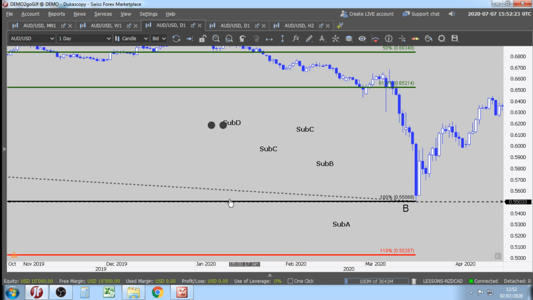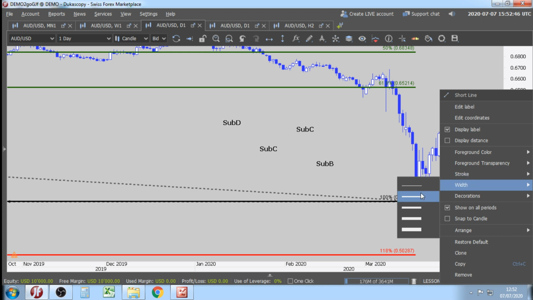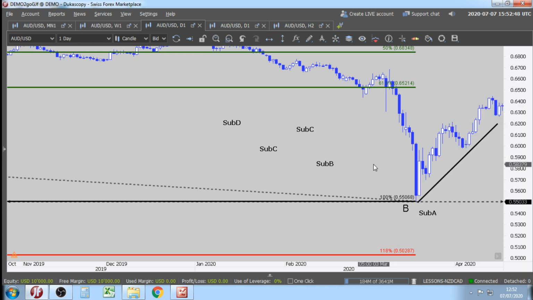If the same rules apply, where is my sub A? What is the sub A? The sub A is the lowest low, the most absolute low, the starting point of an uptrend, and this is an uptrend. Okay, so this is my sub A. It's the lowest low, the first low of an uptrend.